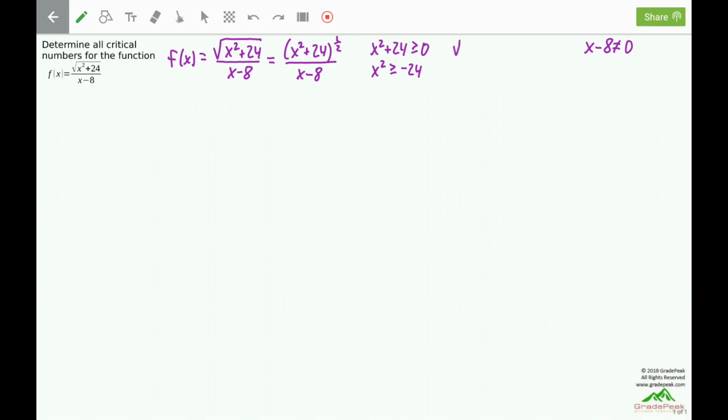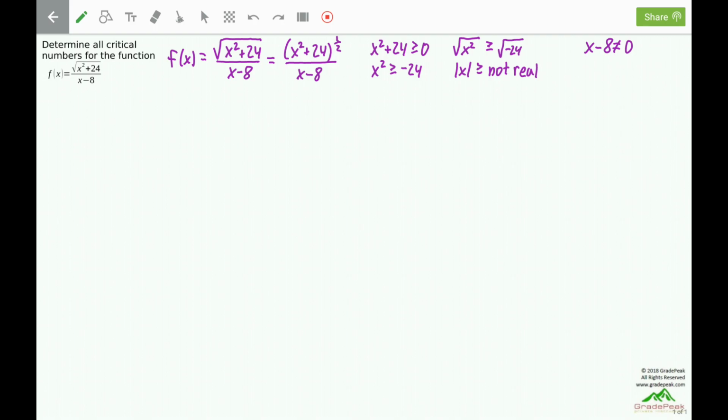We can then take the square root of both sides, so the square root of x squared is greater than or equal to the square root of negative 24. The square root of x squared is the absolute value of x. The square root of negative 24, being that it's negative and it's an even root, is not a real number. And since it's being compared against something that is not a real number, this condition will not be needed and will not affect the domain in any way.